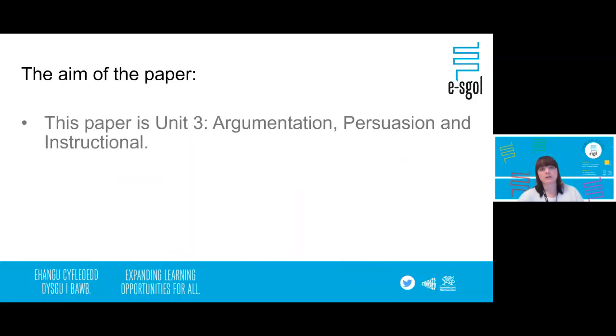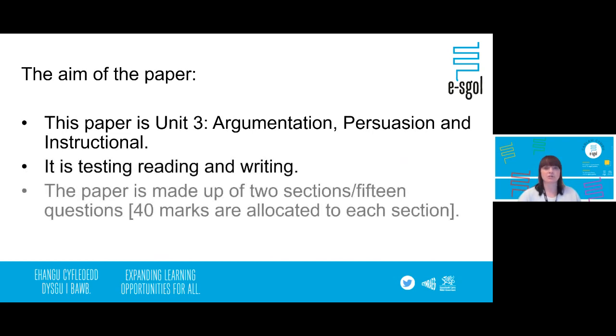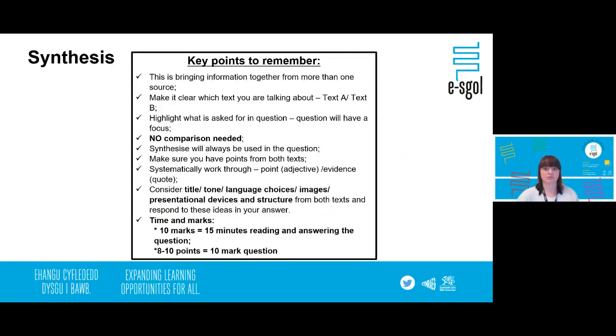So the aim of the paper, so this is the argumentation, persuasion, instructional paper. It's testing your reading and writing capabilities, made up of 2 sections, around 15 questions in the first section, okay, but 40 marks to both sections, and the exam lasts 2 hours. So over the next few slides, I've got some key revision tools for you to make use of.